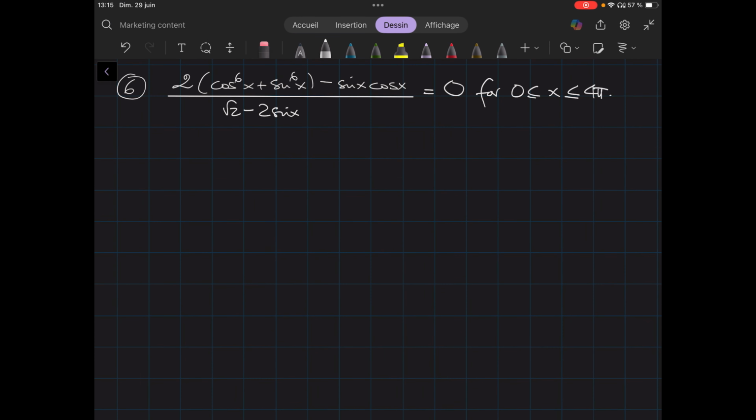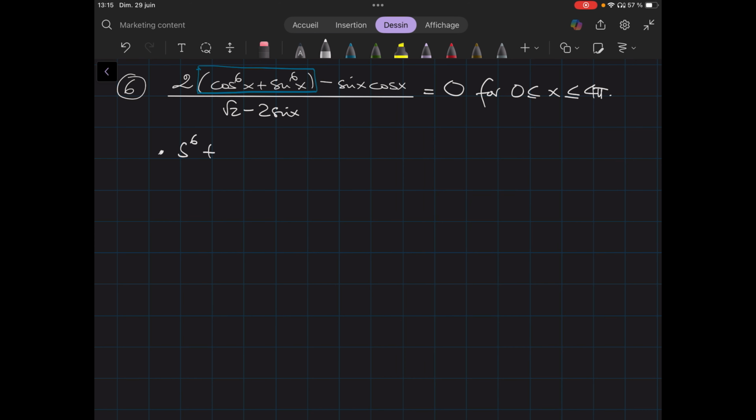Welcome back to question 6 on the unit test. We are asked to solve this nasty looking equation. So, the first question that you should ask yourself, how do we simplify this guy? And you're given a hint.